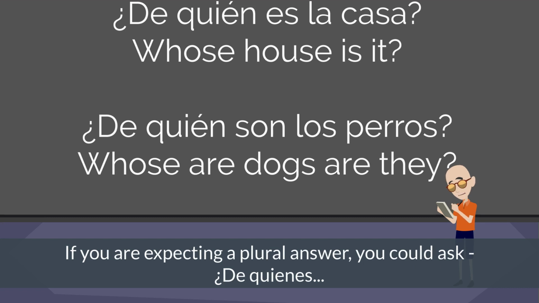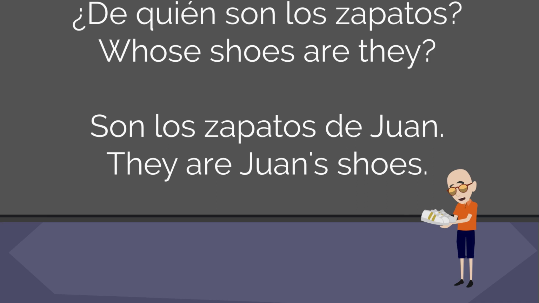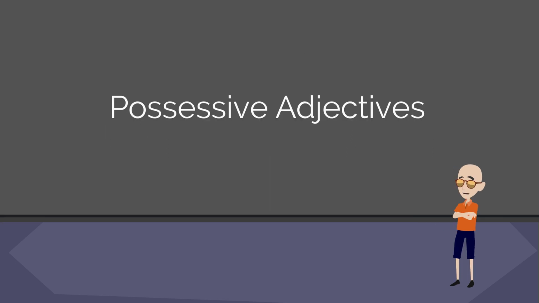Whose dogs are they? Here's an example of another question followed by an answer. ¿De quién son los zapatos? Whose shoes are they? Son los zapatos de Juan. They are Juan's shoes. Now let's talk about possessive adjectives.